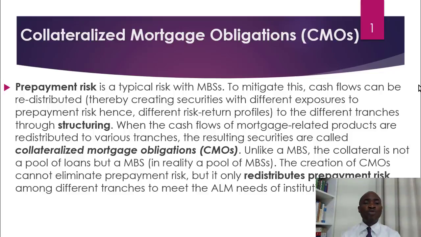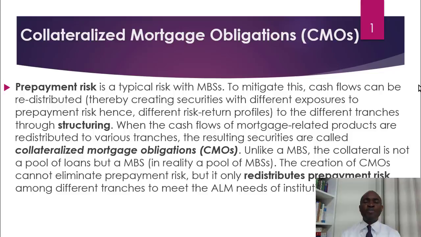Now, we want to discuss what we call collateralized mortgage obligation. Collateralized mortgage obligation, CMOs. Now, like I pointed out at the beginning, prepayment is a problem because it distorts the cash flow for an investor in a mortgage pass-through. We manage this prepayment by basically redistributing the cash flow on a mortgage pass-through.